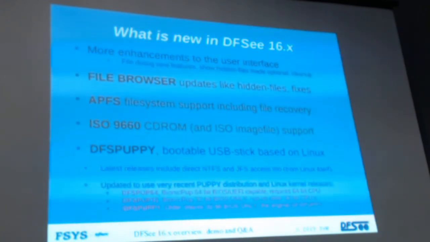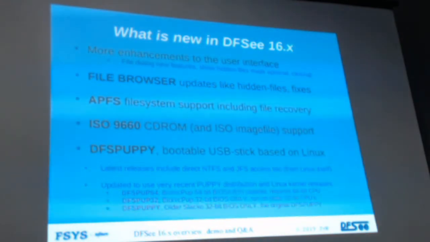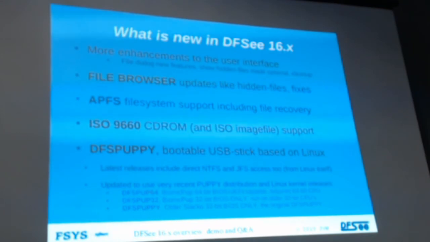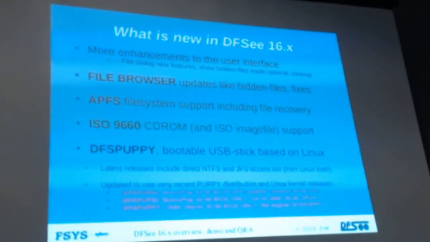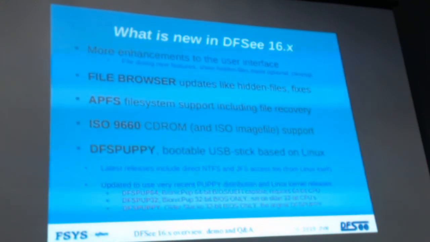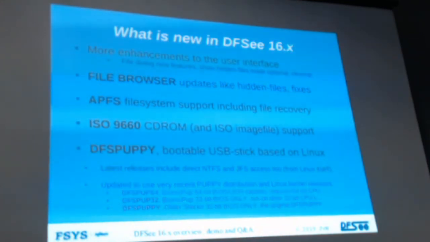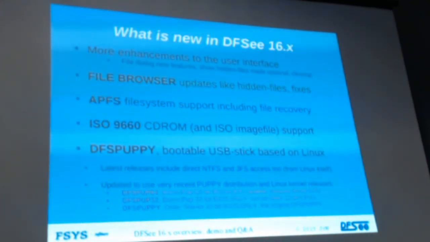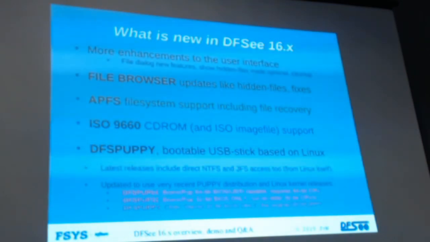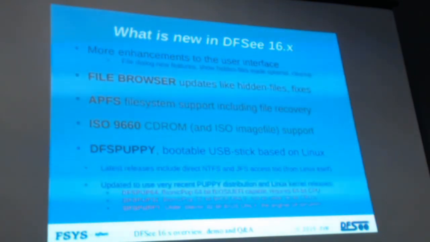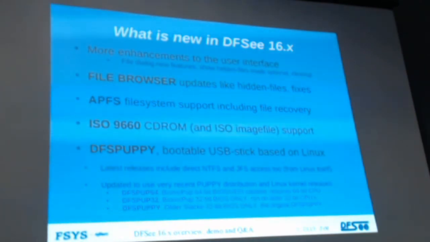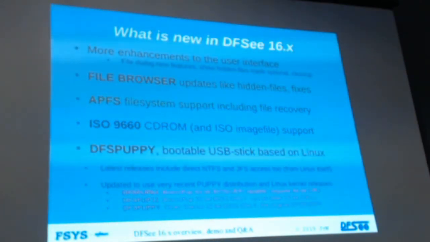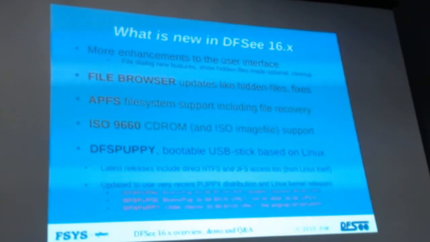Okay, the final one. 16 was introduced earlier this year, I think. More enhancements to the user interface, more file browsing stuff. Like one of the things you can do now is if you look at Unix file systems, there will be a lot of dot file entries, hidden directories. Using an option, you can hide those or show them, whatever you like. Makes it easier to find stuff, find user files.